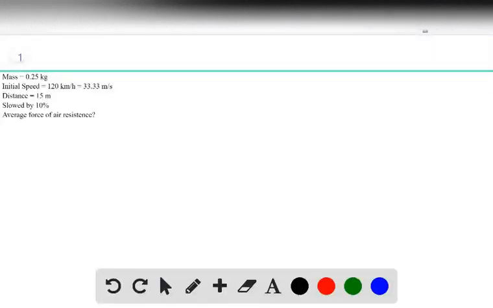Hey everyone, this is question number 94 from chapter 6. This problem asks us to find the average work of air resistance on a softball that is thrown. So we're given the information here.